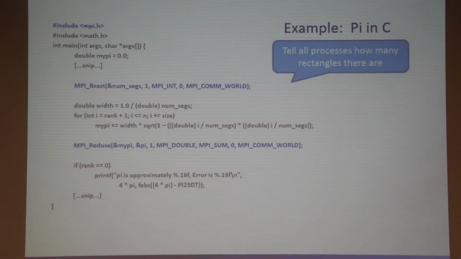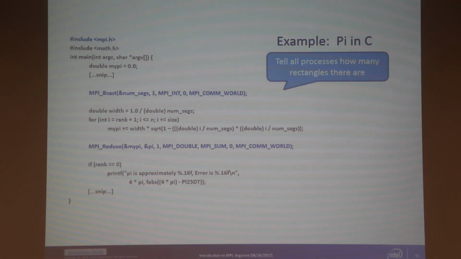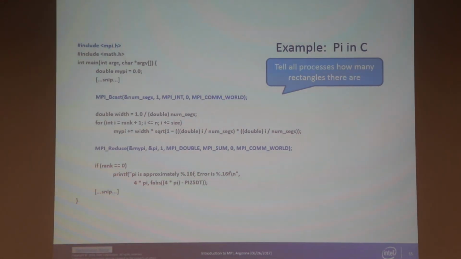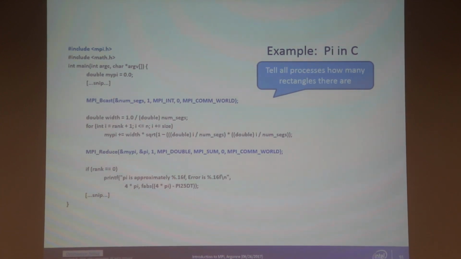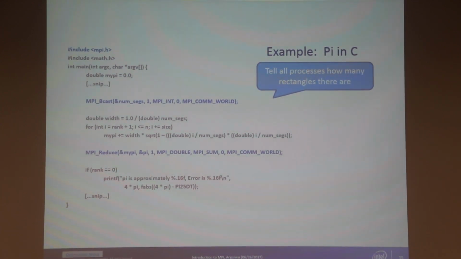For point-to-point, there's no shared memory. It's all distributed memory. So processes have to communicate by sending and receiving, and then you have collective communication. The two most commonly used are broadcast and reduce. And with that, you can actually write your Pi program.